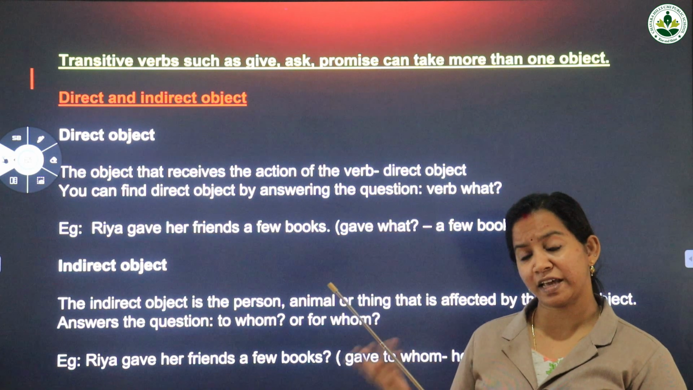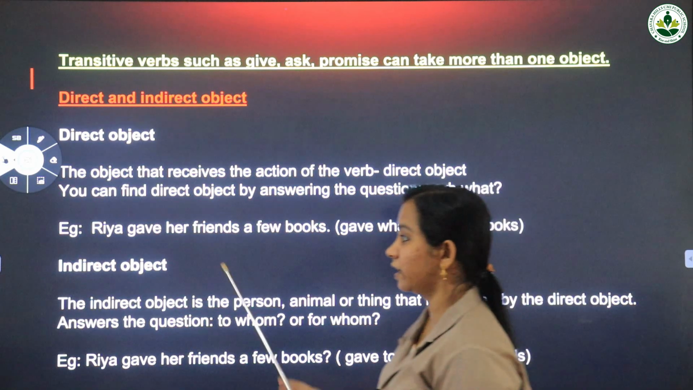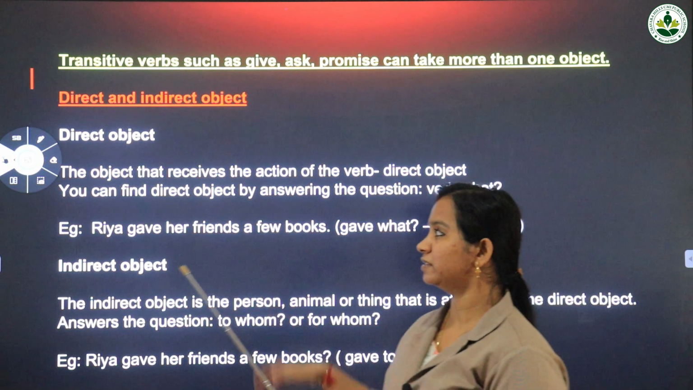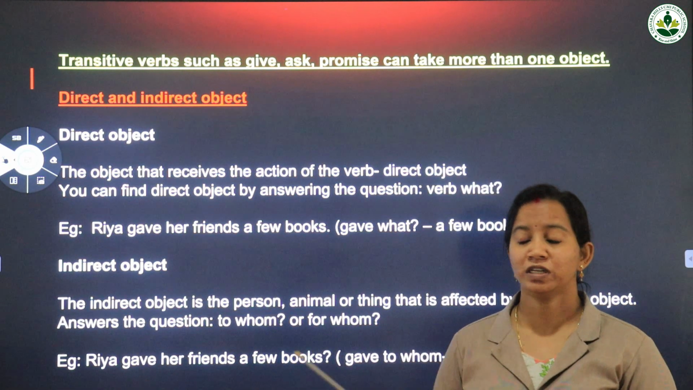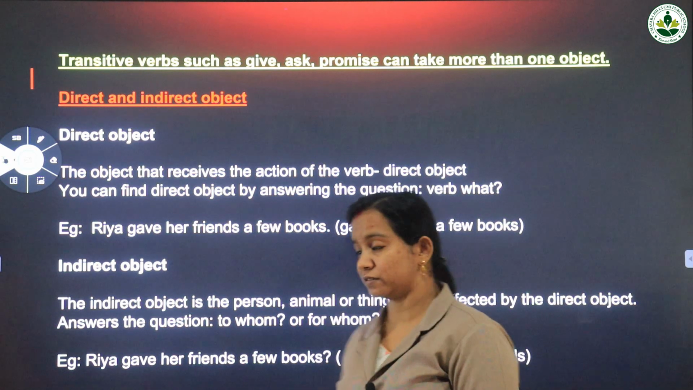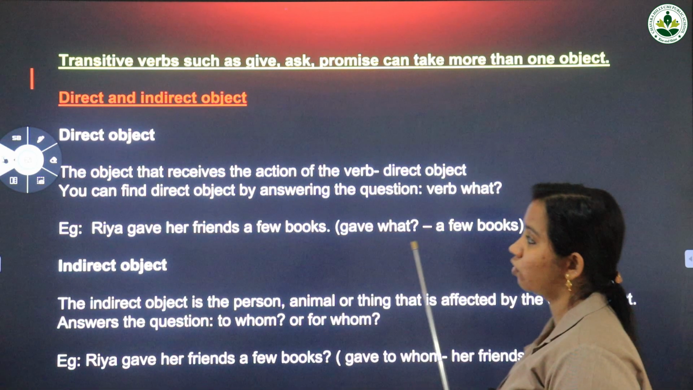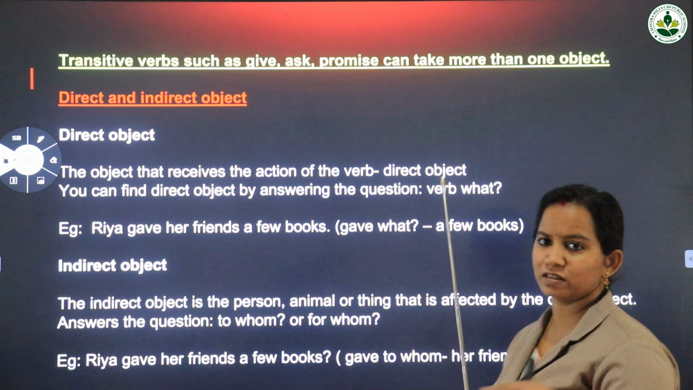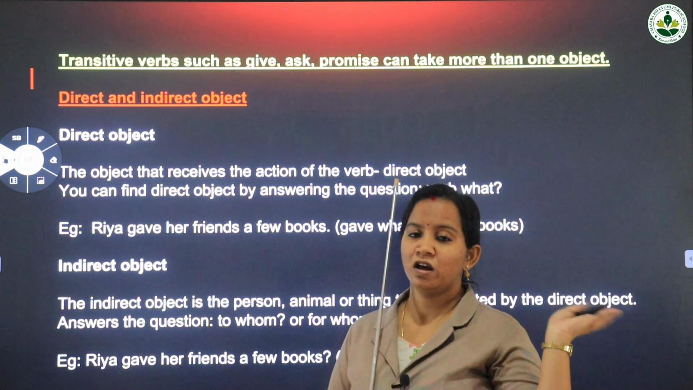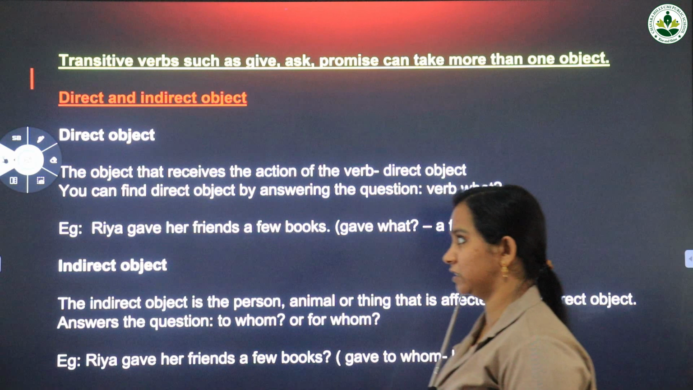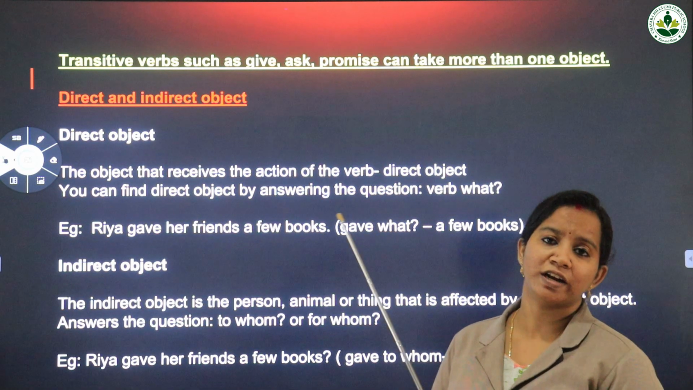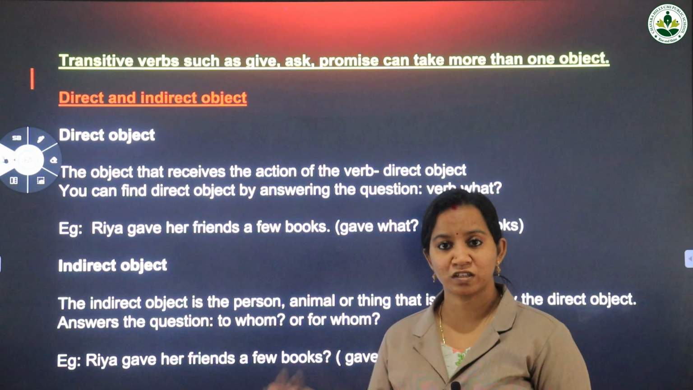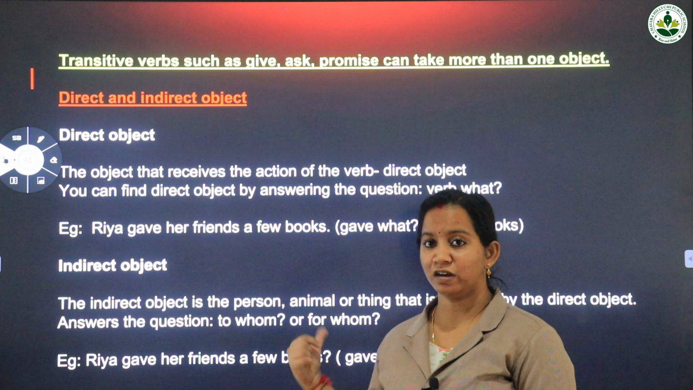So in a sentence there can be two objects, and those objects are called either a direct object or an indirect object. Now we will see what is a direct object, how to find out a direct object and how to find out an indirect object in a sentence. Just see what is a direct object: the object that receives the action of the verb. That means the object of the verb that receives the action is a direct object. You can find out the direct object by asking the verb what. If you ask the verb what, you will get the answer, the direct object.